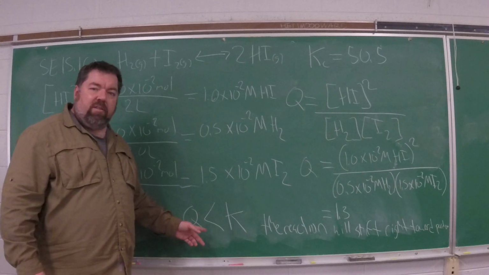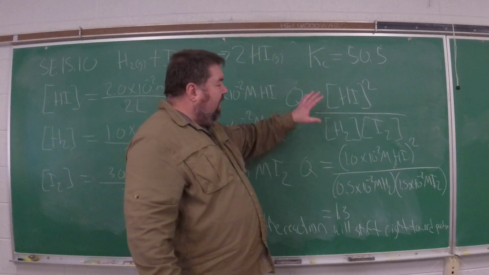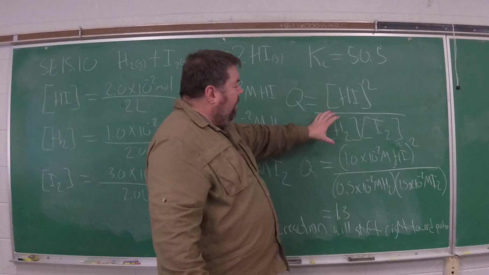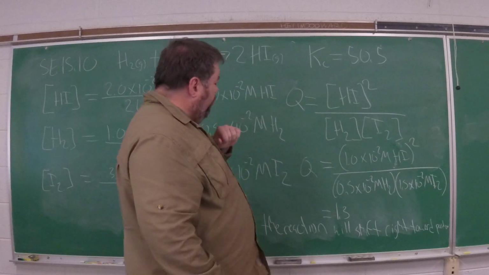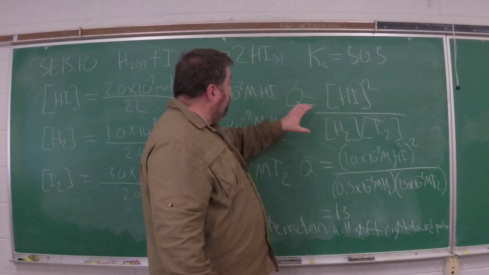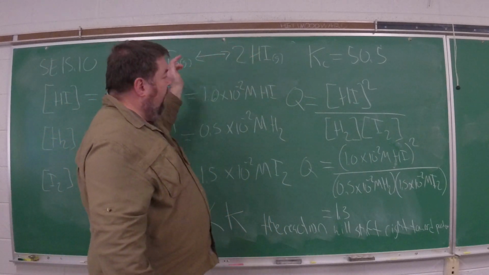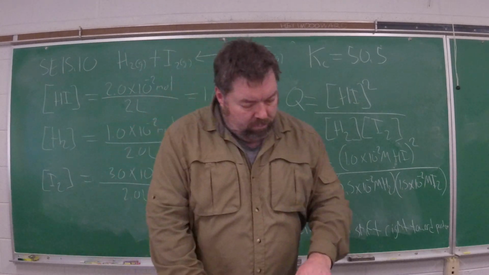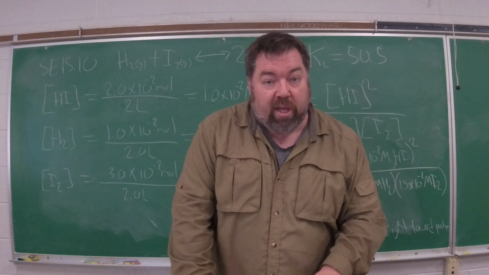Again, if you don't memorize these, Q less than K, look at your equation, right? If Q is less than K, again, what do you need then? If Q is less than K, that means that our denominator is going to be too large, right? Too large. So again, if the denominator is too large, which is the reactants, we need to shift to the products, okay? Making this smaller, right? So it'll increase the value of Q, and then it'll equal K eventually.